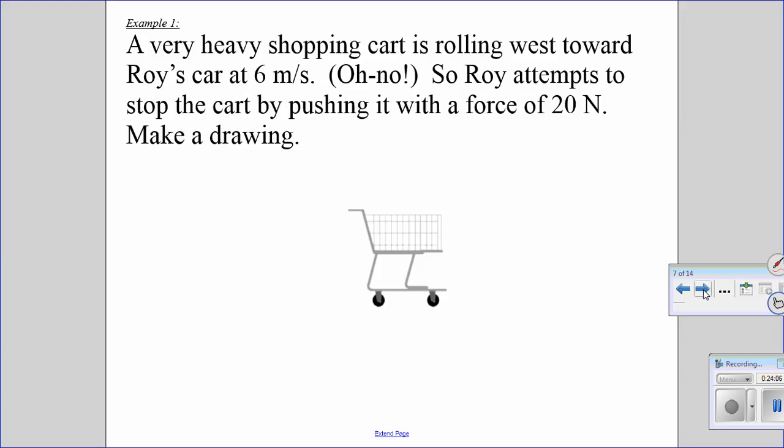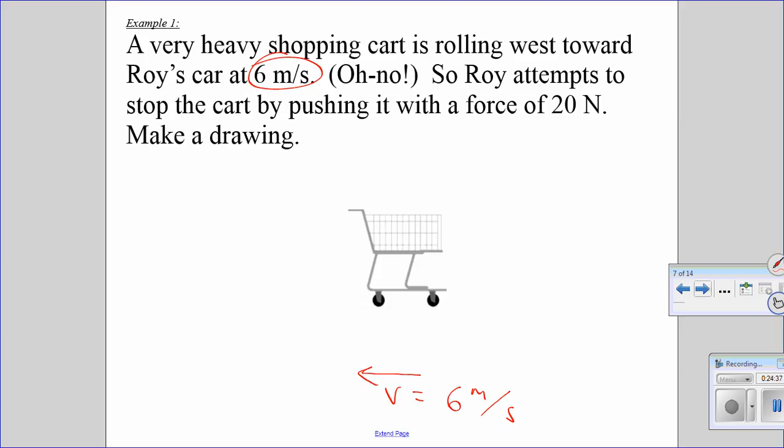There's a velocity vector and a force vector. This is basically just showing you how to draw. So you draw the object, in this case a shopping cart. If you can't draw a shopping cart, then draw a box. Okay? It's rolling west towards Roy's car at 6 meters a second. So that's the velocity, right? When you draw your velocity, just draw it somewhere near the object, being careful not to make it touch the object, because when it points out of the object, that implies it's a force. All right?